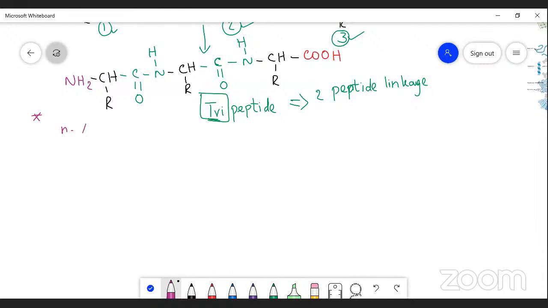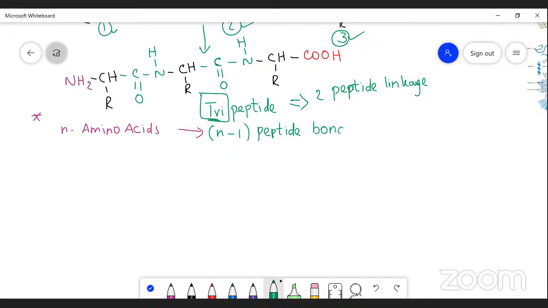N amino acids are reacted together and form n minus 1 peptide linkages. That is n minus 1 peptide bonds. So we are getting the n minus 1 peptide bond.